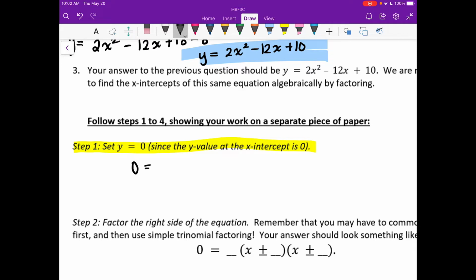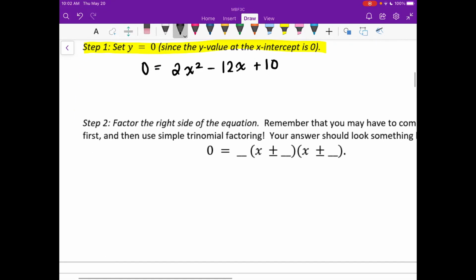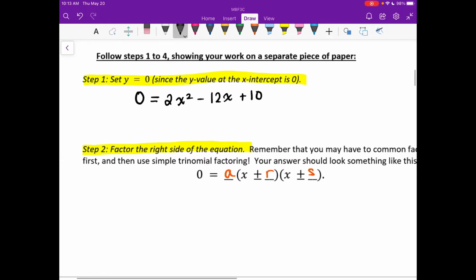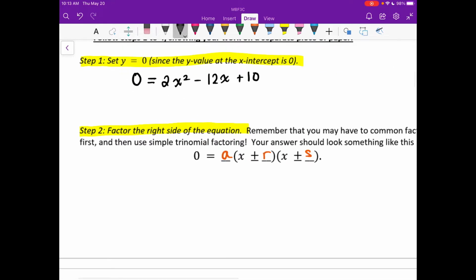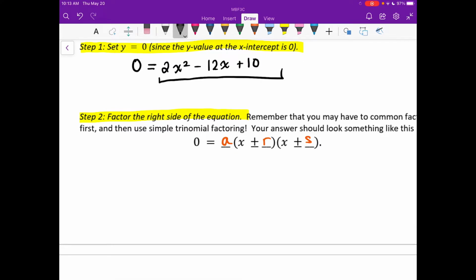So the entire equation is going to look like this: 0 = 2x squared minus 12x plus 10, because we're looking for the x-intercept. Now it says factor the right side of the equation. So this is the right side of the equation, and that's the one we're going to factor. You can't factor 0 anyway, so I don't understand why you would try doing that.